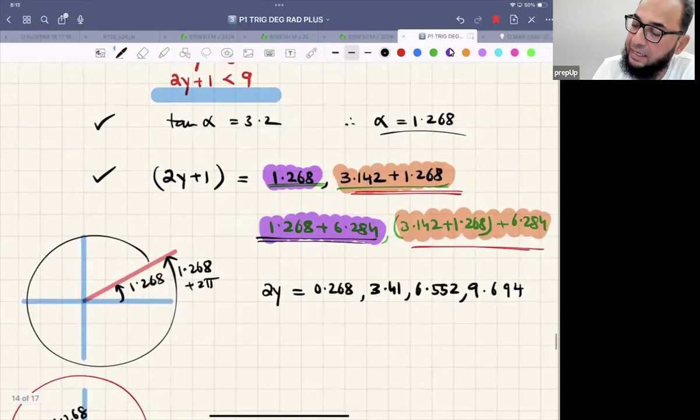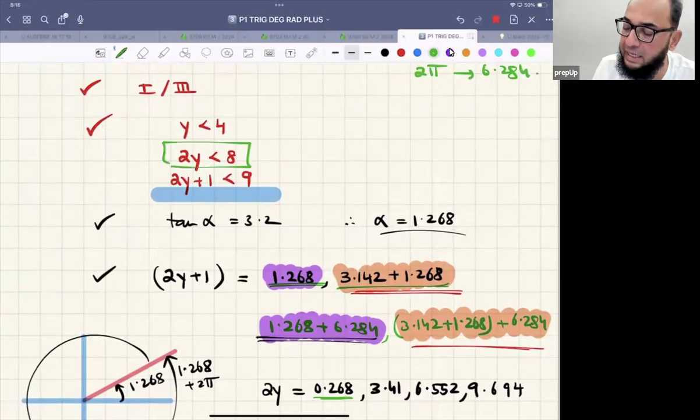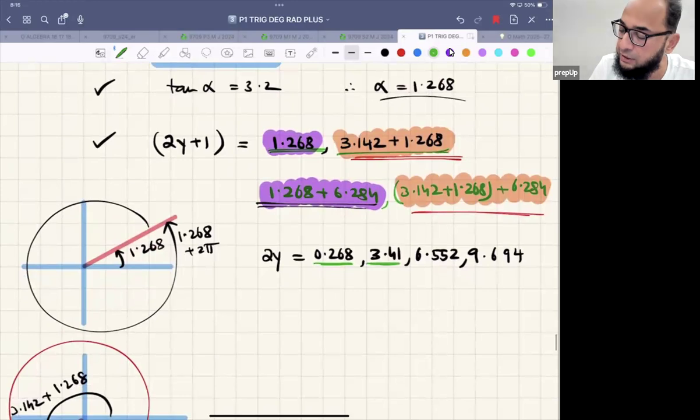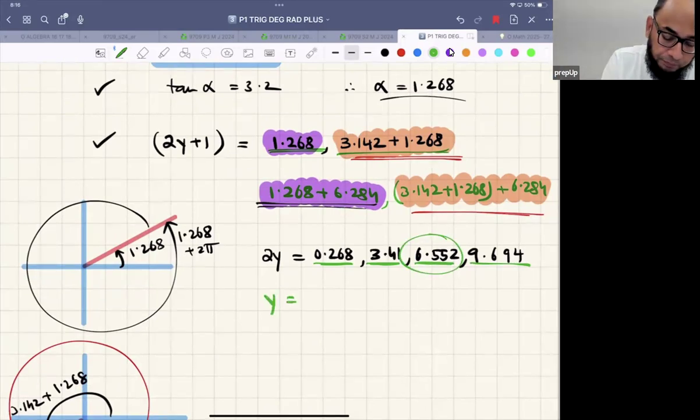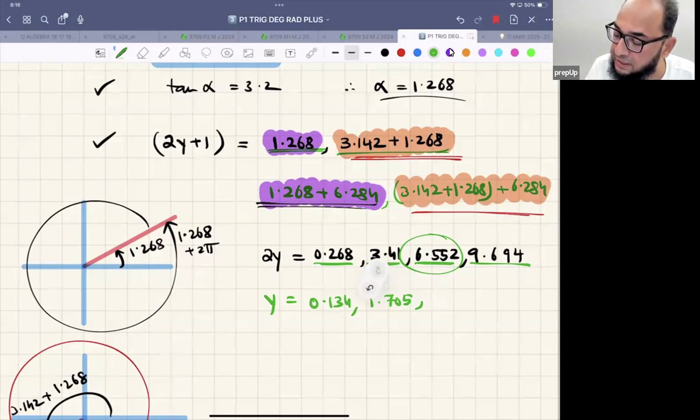So 2y should be less than 8. I'm just focusing on this one. 2y should be less than 8, or I can focus on this one, doesn't make a difference. This is good, this is good, this is not good. That means the correct answer will be obtained from here. No harm, let me do the division. Y is equals to 0.268 divided by 2. That is 0.134. 3.41 divided by 2. That is 1.705. 6.552 divided by 2. That is 3.276.